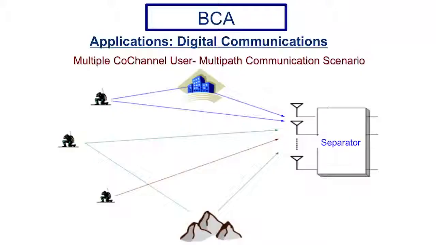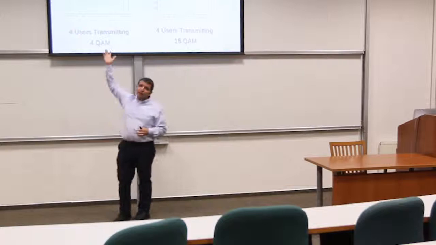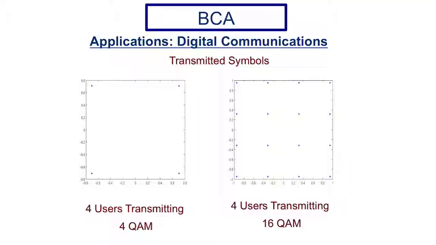Another application is digital communications, where multiple users transmit to the same base station with multiple antennas. Each antenna receives different linear combinations of these users. We assume a setup with eight users, and we can give arbitrary length. Four users use 4-QAM signals, which means these are complex numbers. This is the complex plane. At each transmission interval, they transmit one of these four complex numbers. Four other users use 16-QAM, and they transmit one of these 16 complex numbers at each interval. So we have eight users, four using this scheme and four using that scheme.